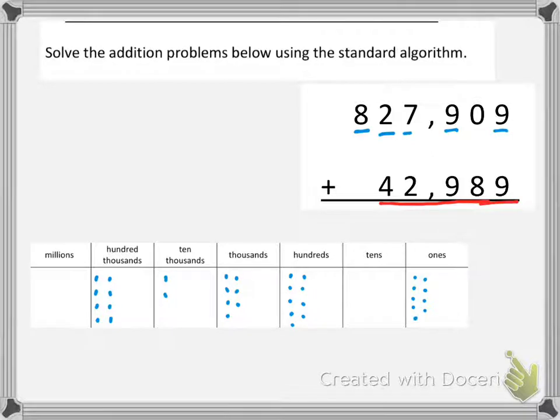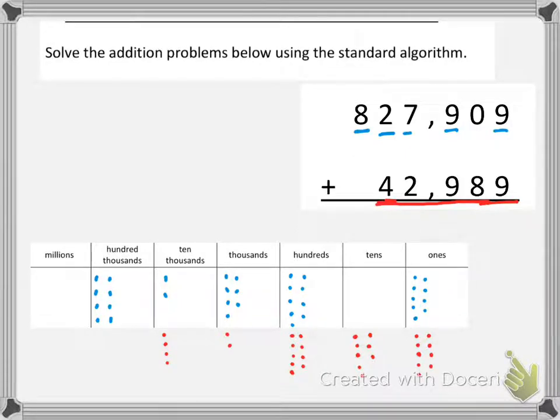Let's model the 42,989 now. We are starting not in the hundreds, we're starting in the tens. So let's put it down here. 1, 2, 3, 4. We have 2 in the thousands. 1, 2. We have 9 in the hundreds. 1, 2, 3, 4, 5, 6, 7, 8, 9. We have 8 tens. 1, 2, 3, 4, 5, 6, 7, 8. And we have 9 ones. 1, 2, 3, 4, 5, 6, 7, 8, 9.